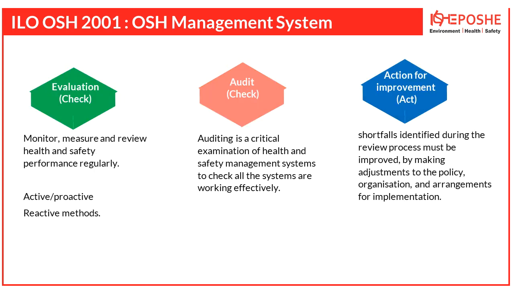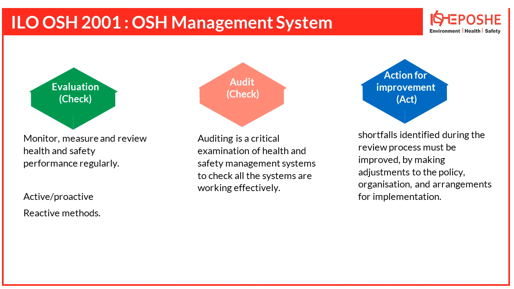Evaluation means measuring the performance of the organization to check whether the organization is moving in the right direction to achieve the objectives. To measure the performance, we use two indicators. 1. Active or proactive monitoring. 2. Reactive monitoring. We will discuss these indicators in detail later.